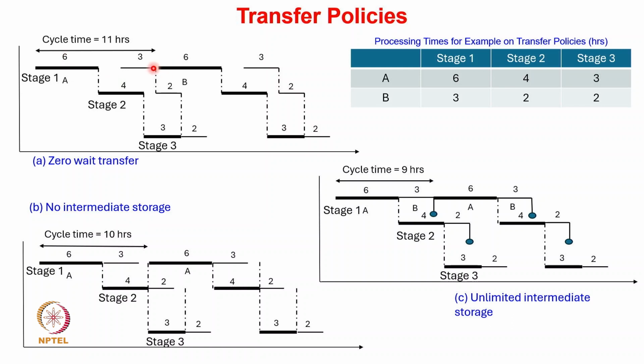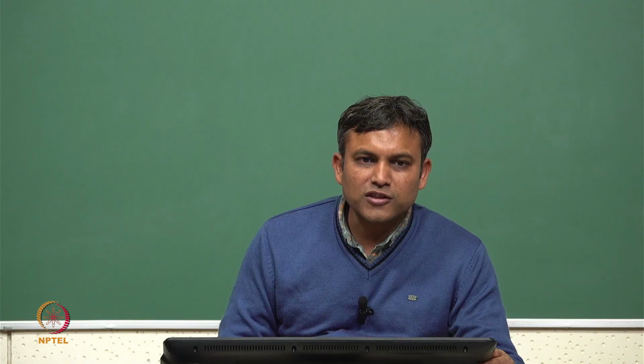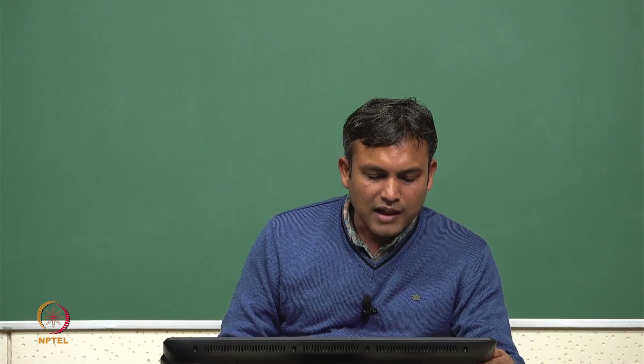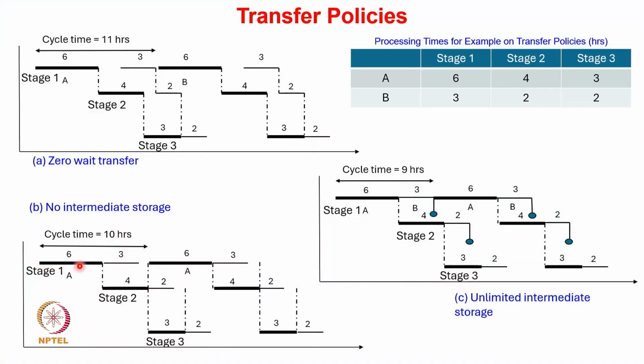Now let's move to the no intermediate storage. If we do not have an intermediate storage, in that case whatever the material is processed remains in the stage, that is, the vessel itself. So you can see that once product A is completed in stage 1, it is transferred to stage 2, and from stage 2 it is transferred to stage 3, but I can start my product B immediately here. I can start my product B in stage 1 once product A is completed in stage 1, so that goes for 3 hours.